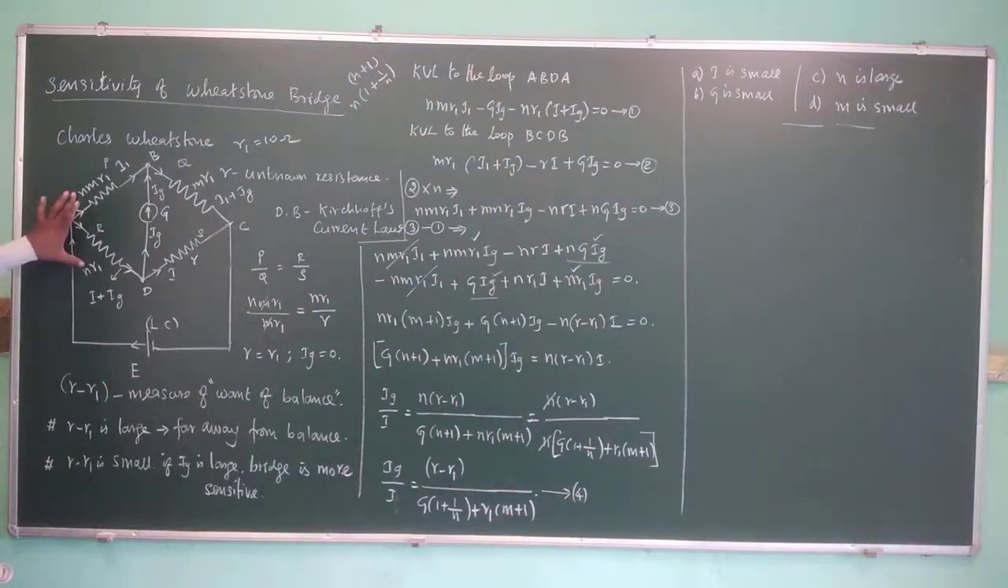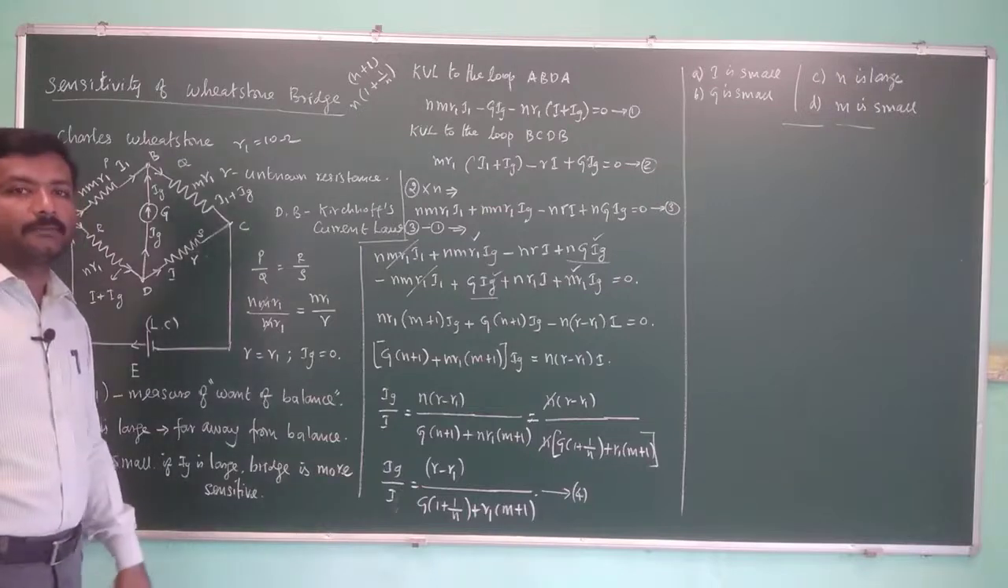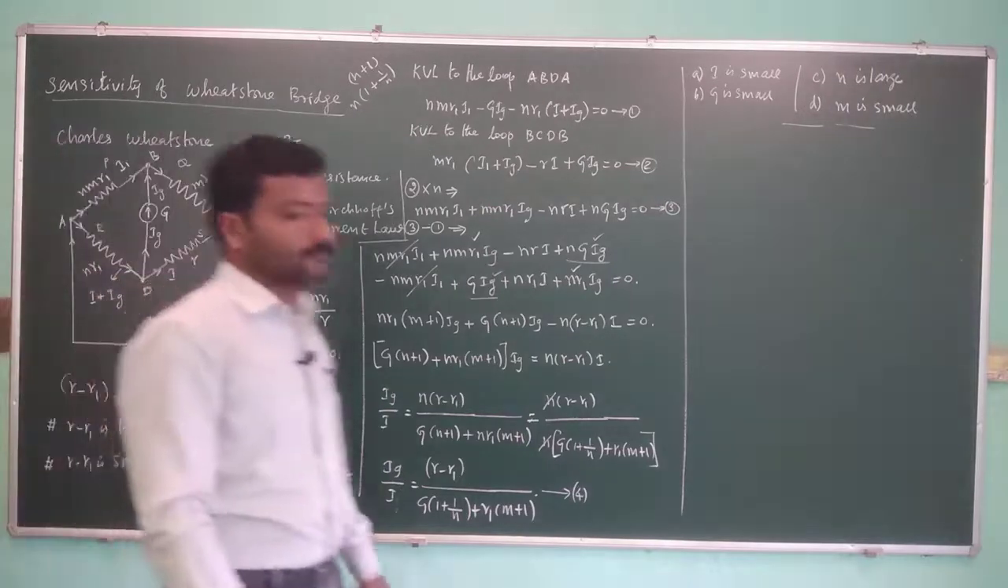When the multiplication factor n is large, then the Ig will be higher, or if the multiplication factor m, where is m? Here and here there is m. If this m is small, then also Ig will be high. Fine.